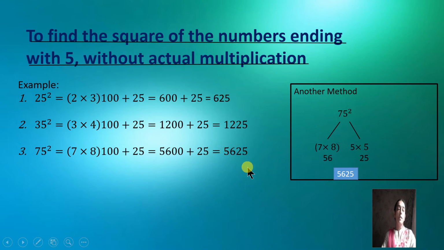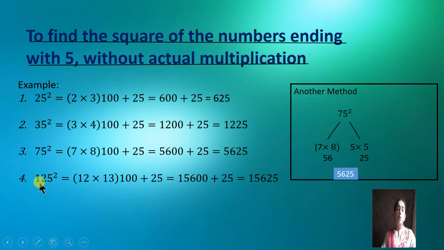One more example we take. 125 square, which is equal to, now this number 5 square, the number before 5 is 12. We will not take 2, whichever numbers are before 5. So it is 12. So 12 into 13 into 100 plus 25. Now 12 into 13 is 156 into 100 is 15,600 plus 25. So it is 15,625.